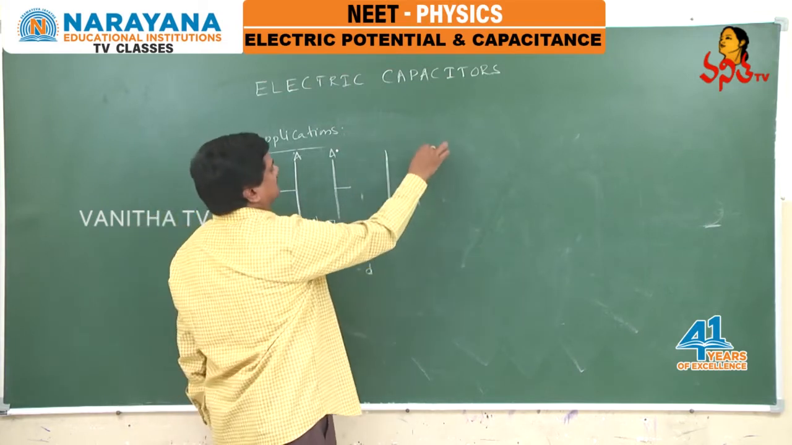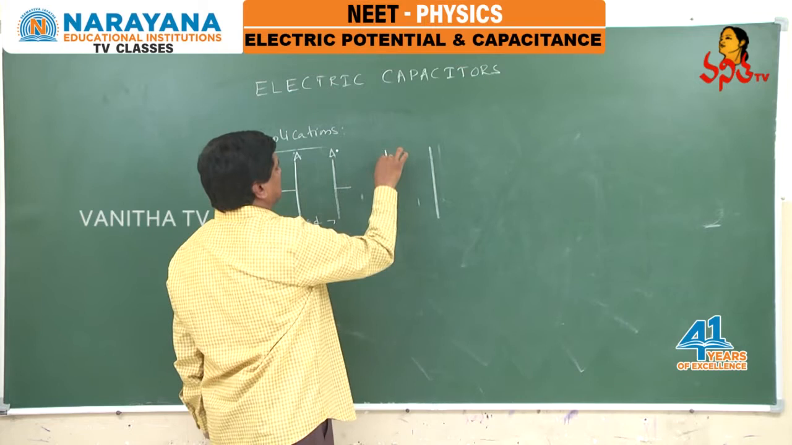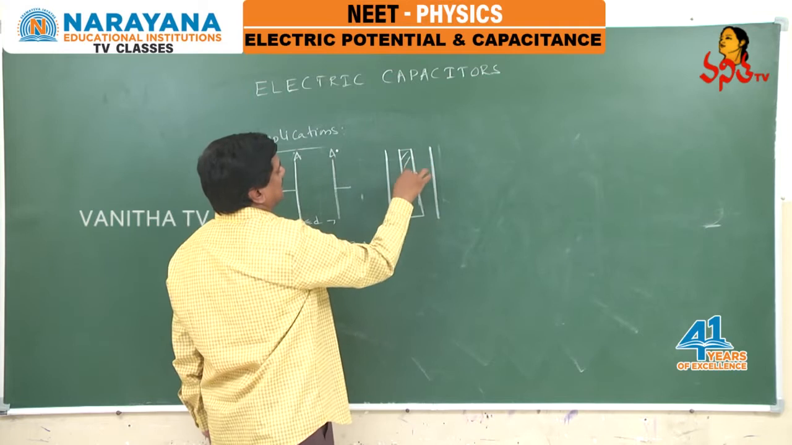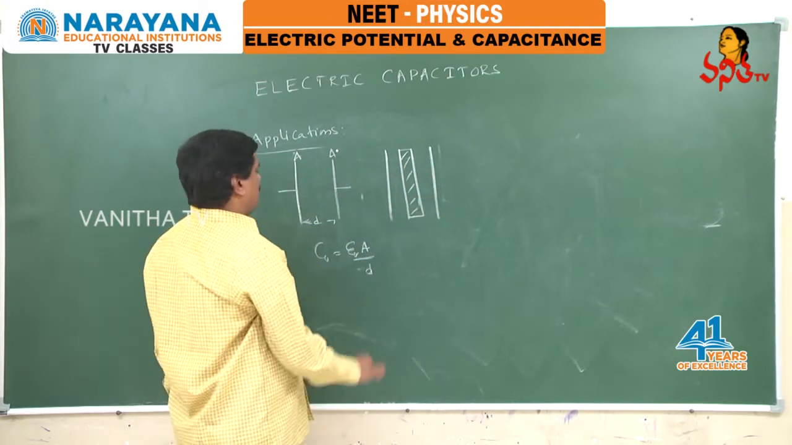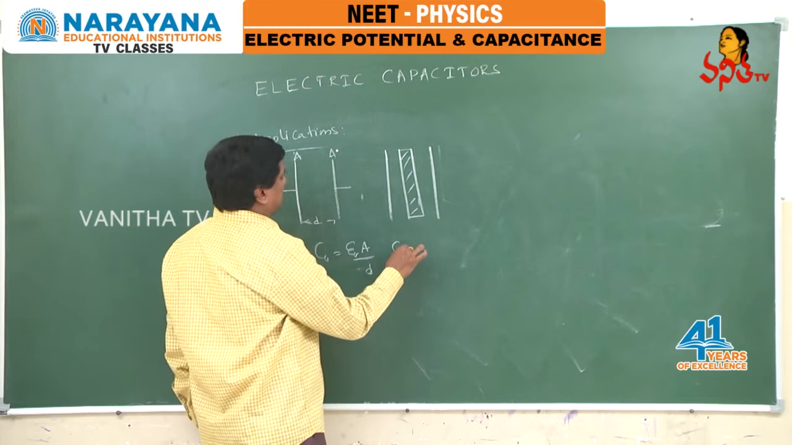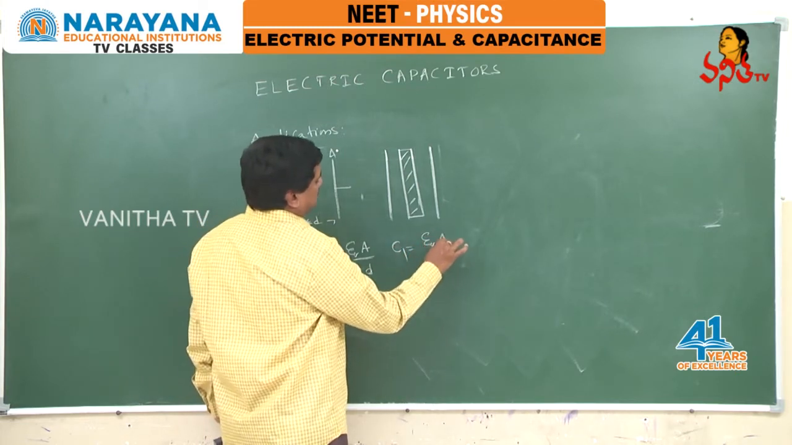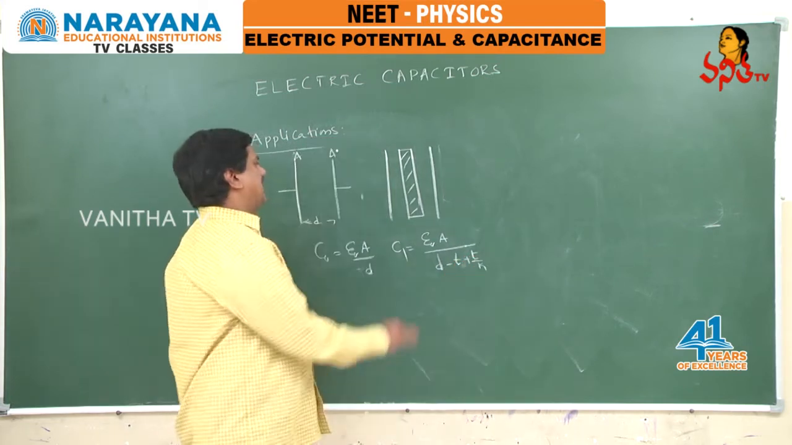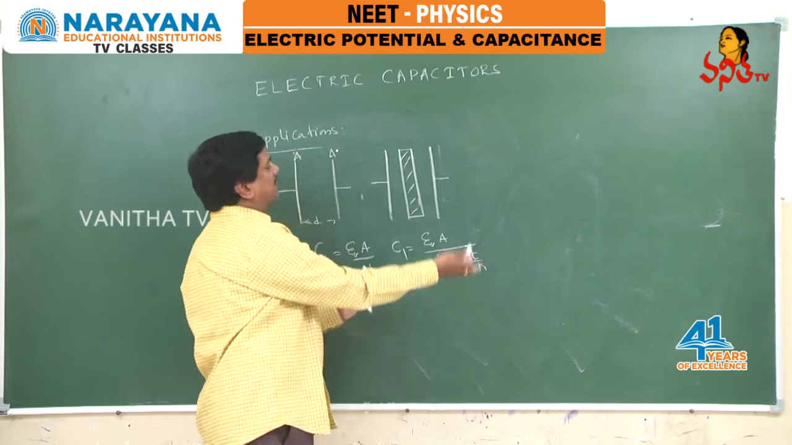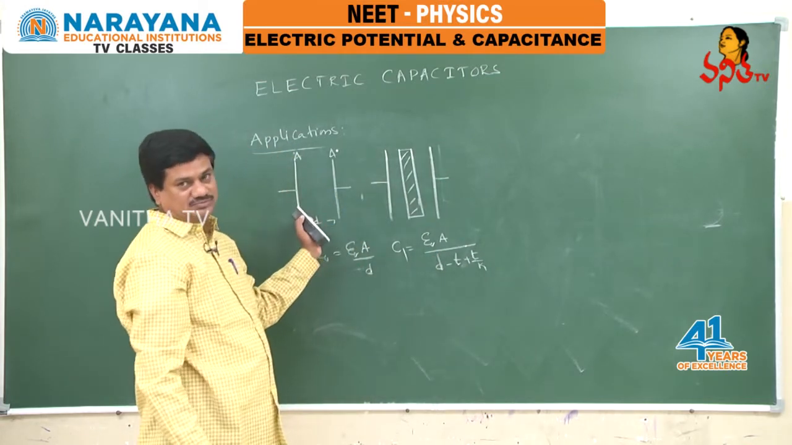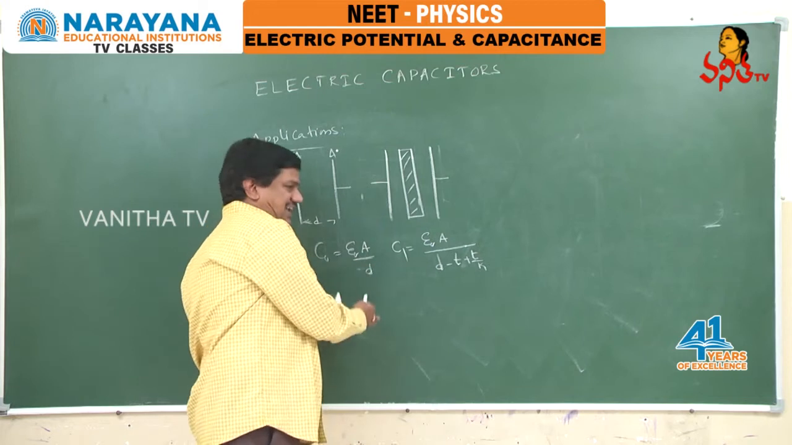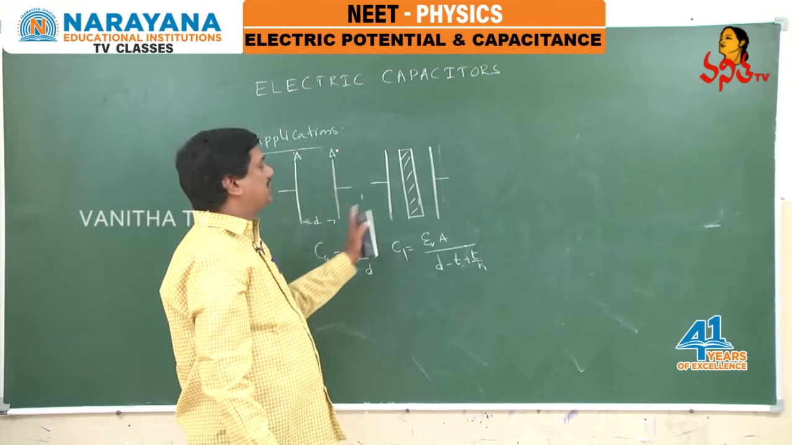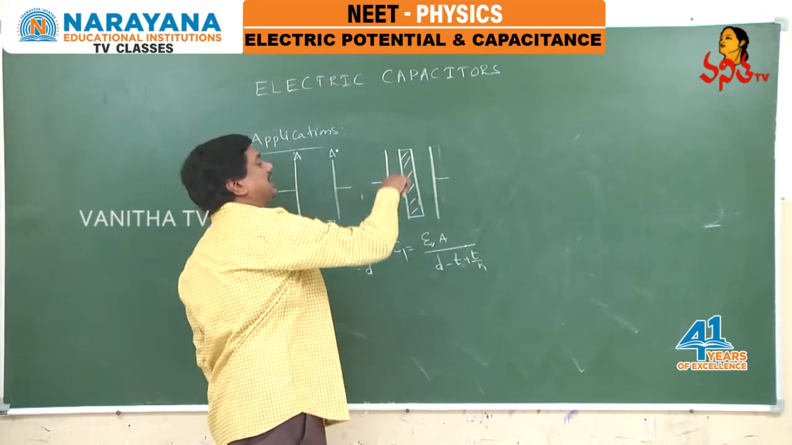I am changing it like this. First, without changing the separation between these two, a dielectric slab is placed in between. What happens to the capacitance? Capacitance becomes, I will write it as C1, equal to epsilon naught A by d minus t plus t by k. But I want to bring the capacitance back to the original value. First it increased, but I want to get back to the original value. I don't want to increase the capacitance, but I don't want to remove the dielectric also.